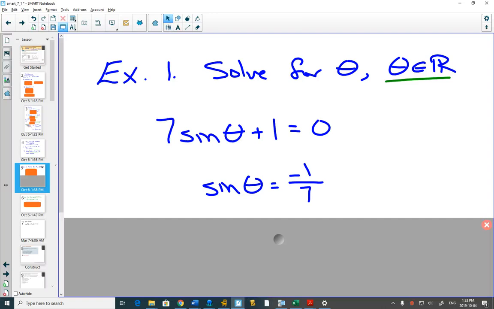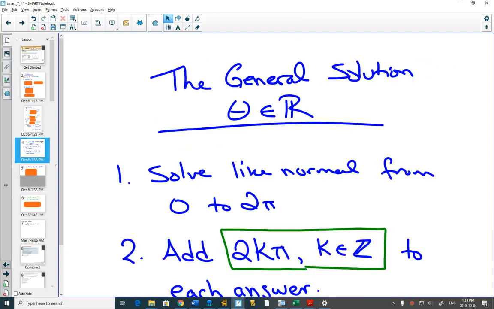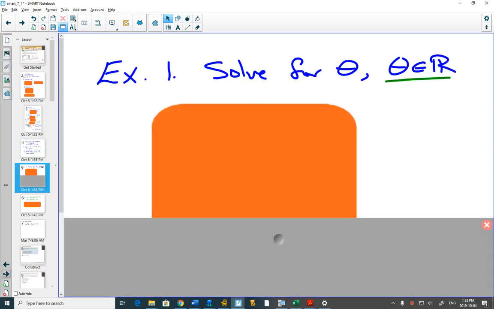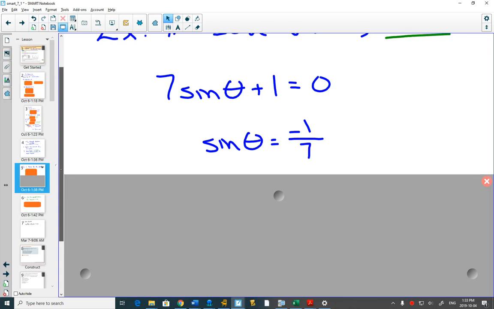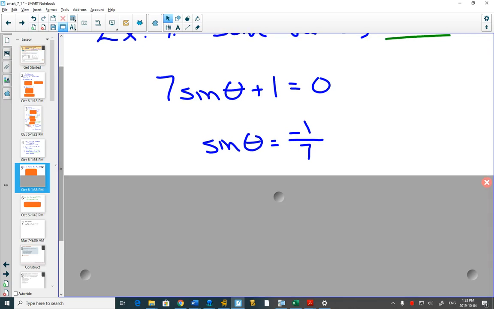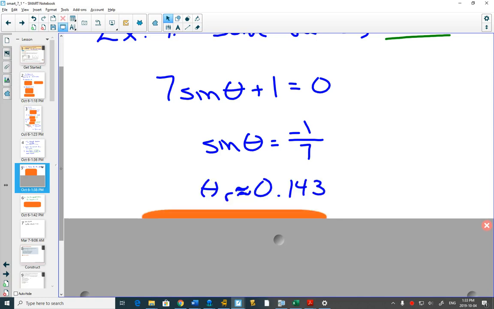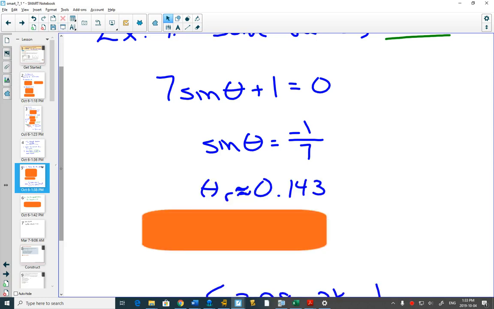So if we think back to what we just wrote, how do we solve a general solution one? Well, we're going to solve it like normal between 0 and 2 pi, and then we're just going to add 2k pi to each of our answers. So how would I solve this one like normal? Is that on my unit circle, 1/7? No. So we need our calculator. We need our calculator to find our reference angle.